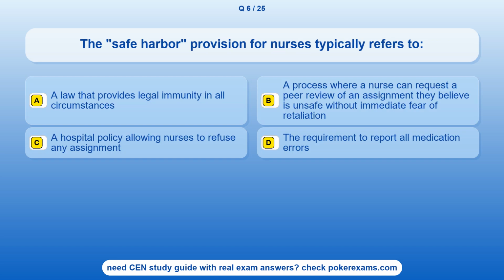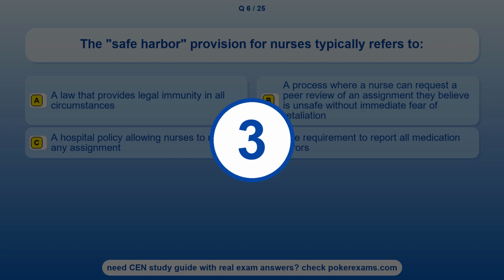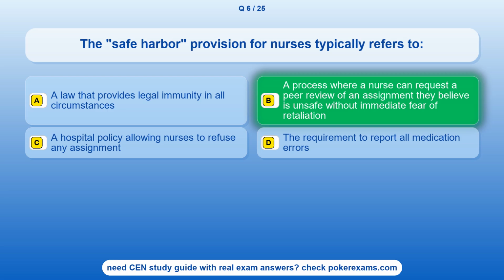Question 6. The safe harbor provision for nurses typically refers to: Option A, a law that provides legal immunity in all circumstances. Option B, a process where a nurse can request a peer review of an assignment they believe is unsafe without immediate fear of retaliation. Option C, a hospital policy allowing nurses to refuse any assignment. Option D, the requirement to report all medication errors. The correct answer is option B, a process where a nurse can request a peer review of an assignment they believe is unsafe without immediate fear of retaliation.